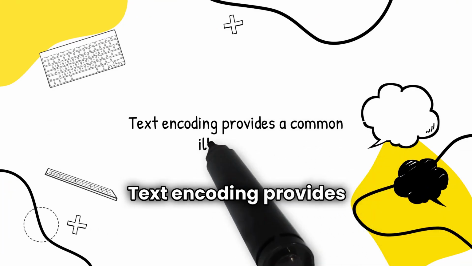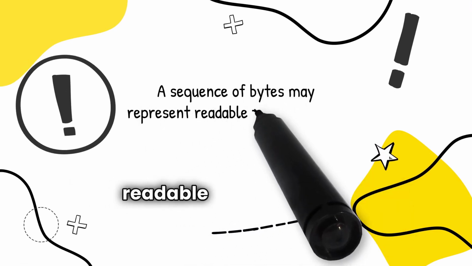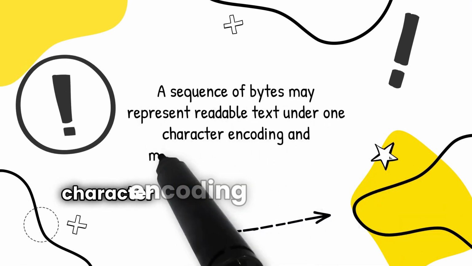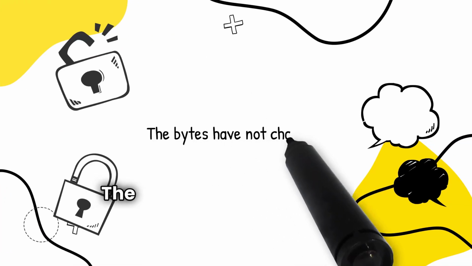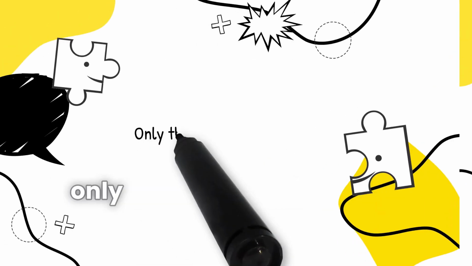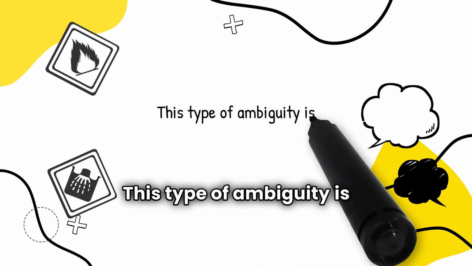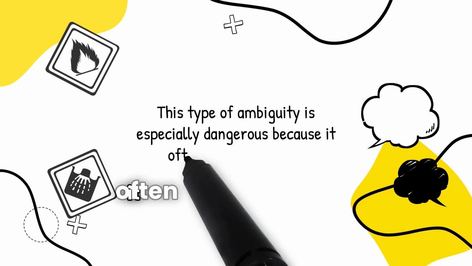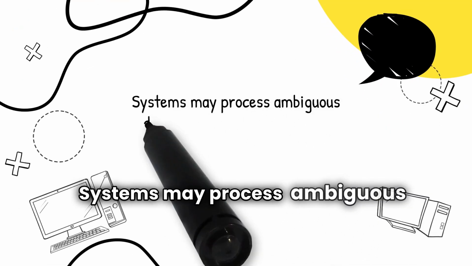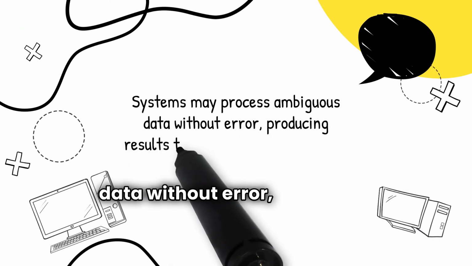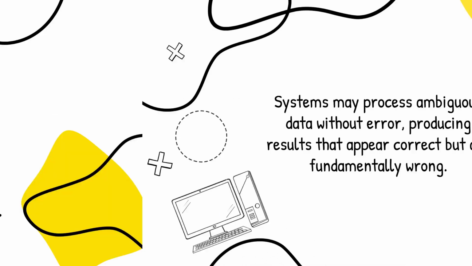Text encoding provides a common illustration. A sequence of bytes may represent readable text under one character encoding and meaningless symbols under another. The bytes have not changed, only the interpretation has. This type of ambiguity is especially dangerous because it often goes unnoticed. Systems may process ambiguous data without error, producing results that appear correct but are fundamentally wrong.